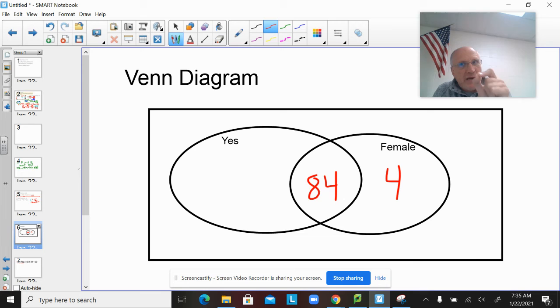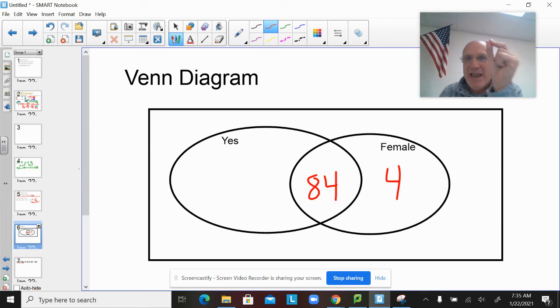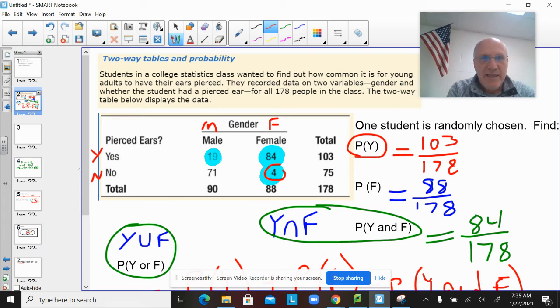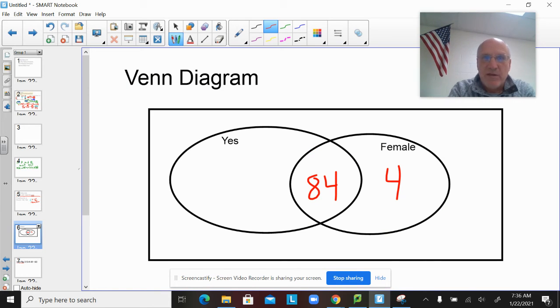So just be real careful. It's real tempting to think of 88, which is my total females, and put that 88 where I put that 4. Don't do it. The total number of females is 88. Now let's keep going. What about my yeses? My total number of yeses is 103, but that's in two pieces: 84 who are female and 19 who are not female. I've got the 84 who are female, so there's the other 19 that are not female.